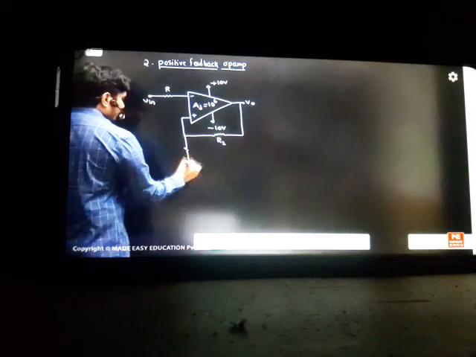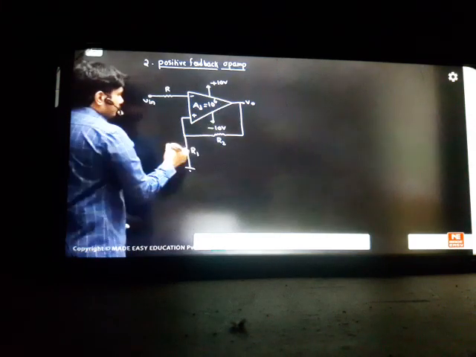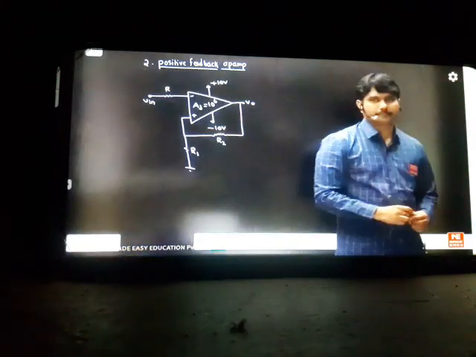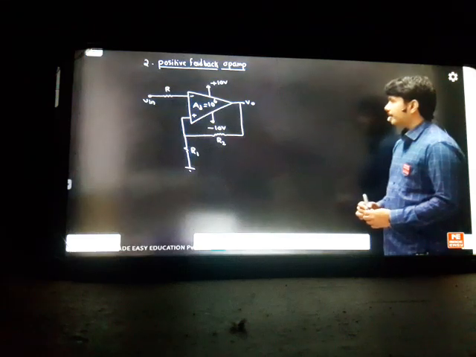So this is the positive feedback. And here we keep one resistor as R1. So this is the way I'll develop a voltage division rule circuit. So this is my positive feedback system in the class.